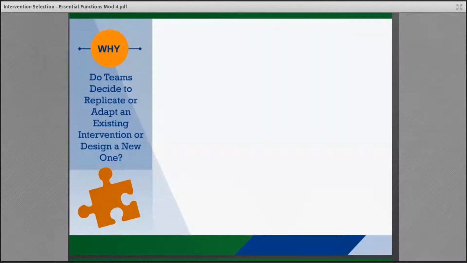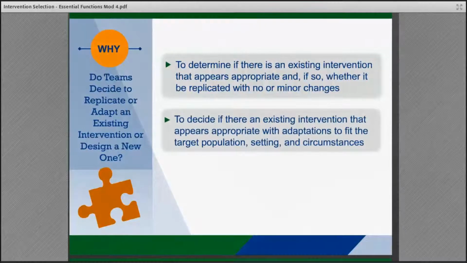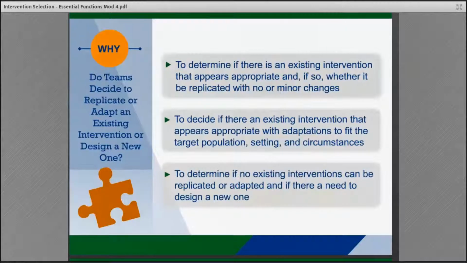The decision to replicate or adapt an existing intervention or design a new one is a critical step in the process of selecting an intervention. Teams need to determine if there's an existing intervention that is appropriate and whether it can be adapted to their system with little or no changes. To decide if there's an existing intervention that they may be able to adapt to better fit the target population, setting, and circumstances. And lastly, to determine if there are no existing interventions that can be replicated or adapted, whether there is a need and the capacity to design a new one.